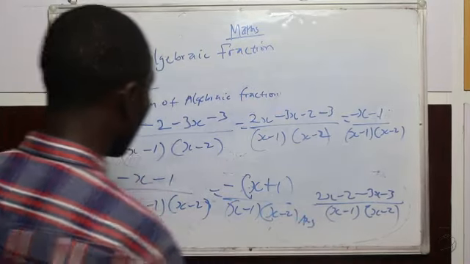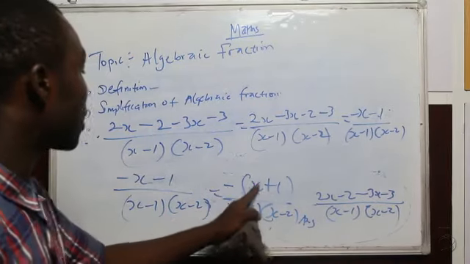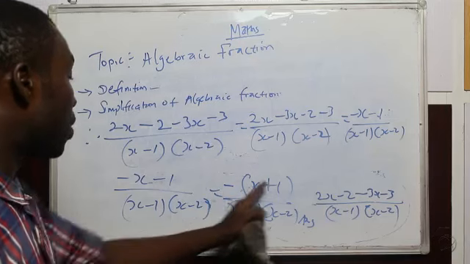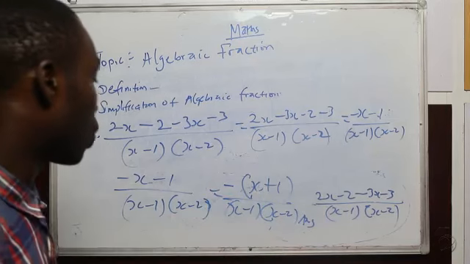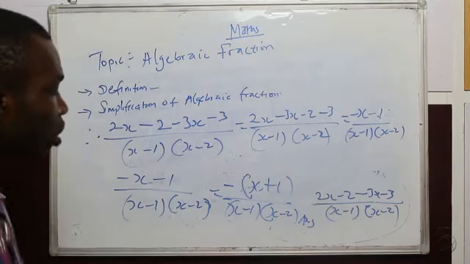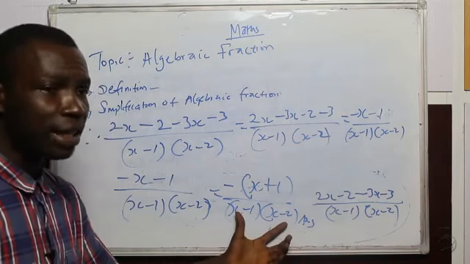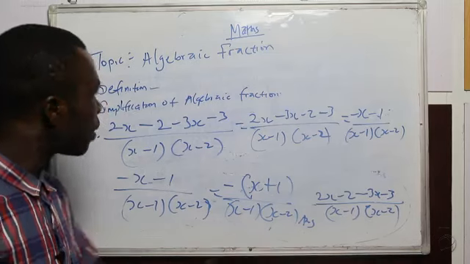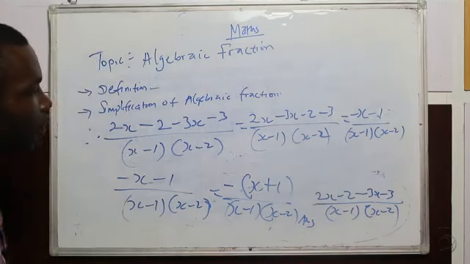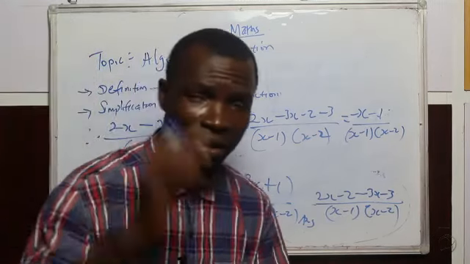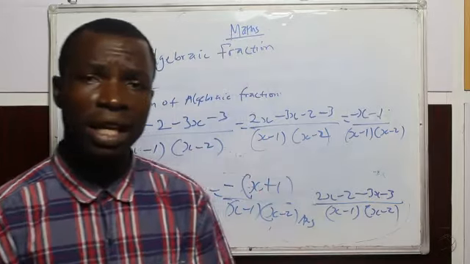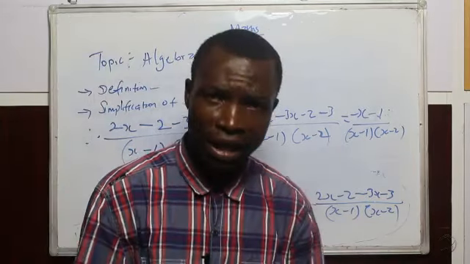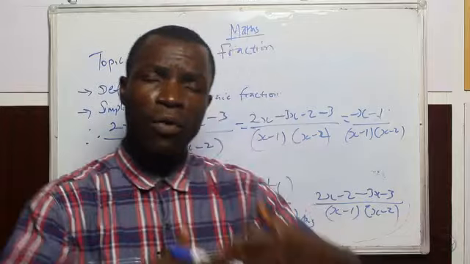This is the answer, because minus times x will give us minus x, minus times minus will give us minus 1. So we have reduced it to the lowest term by finding the reduced form of these algebraic fractions. Starting from our algebraic fraction, we first find our LCM. After finding our LCM, we open the bracket. After opening the bracket, we factorize it.